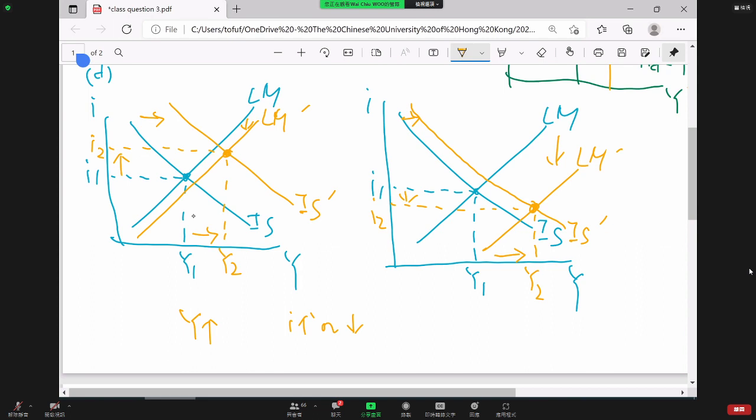For this question, you have to understand that if both IS and LM shift, you may not have a definite answer for one of the variables. For IS-LM, you can determine output and interest rate jointly. But if both IS and LM shift, for one of the variables how it will change is undetermined, and that depends on the relative degree of the change of the two curves, right? So that is what is required for this question.